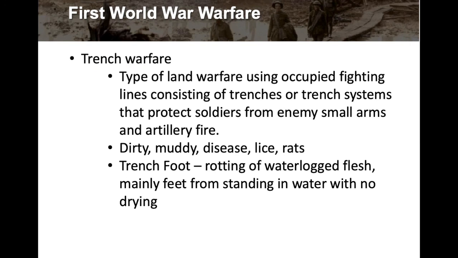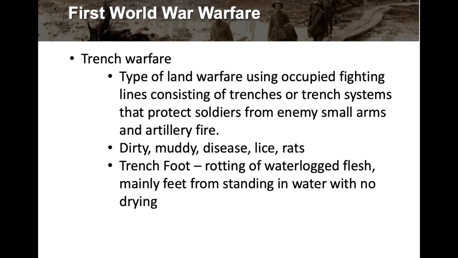Okay, so we're going to talk about some of these things. The first I want to talk about is trench warfare. Trench warfare is a type of land warfare using occupied fighting lines consisting of trenches or trench systems that protect soldiers from enemy small arms and artillery fire.